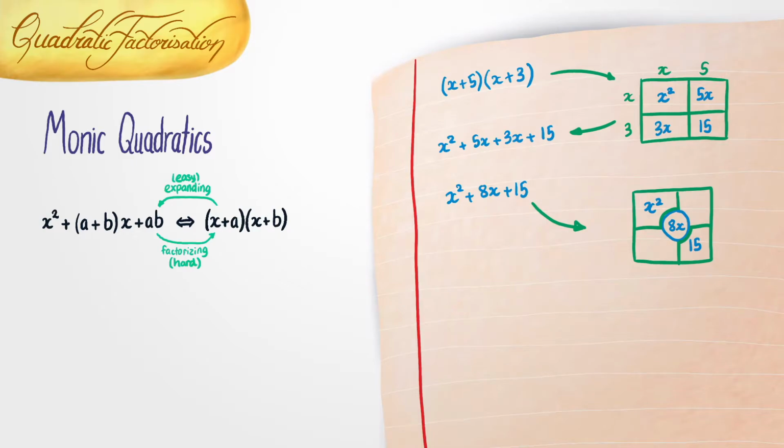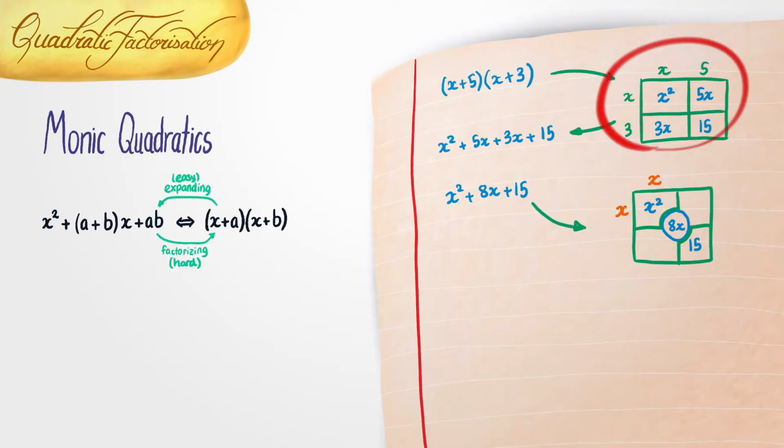So for starters, we want to just fill out what we know. We know that this number here is an x squared, and the only way you can make an x squared is by multiplying x by x. And now, after this, we know that this number down here is going to be 15. So all we have to do is find two numbers that we can put here and here that multiply to give us 15.